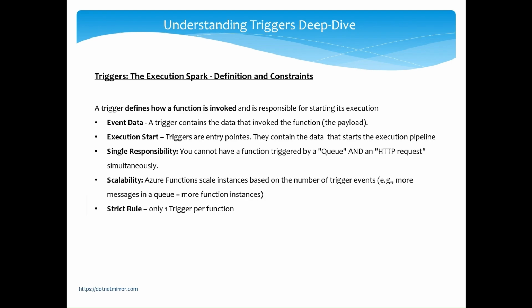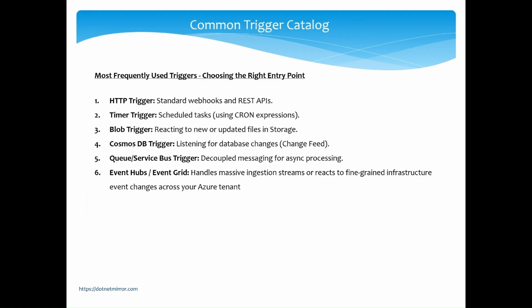Also, the trigger dictates your scalability. If you have 10,000 messages suddenly drop into a queue, Azure looks at the trigger and automatically spins up multiple instances of your Azure Functions to process them in parallel. Just make a note, one function can have only one trigger. So let's look at what kinds of events can start a function.